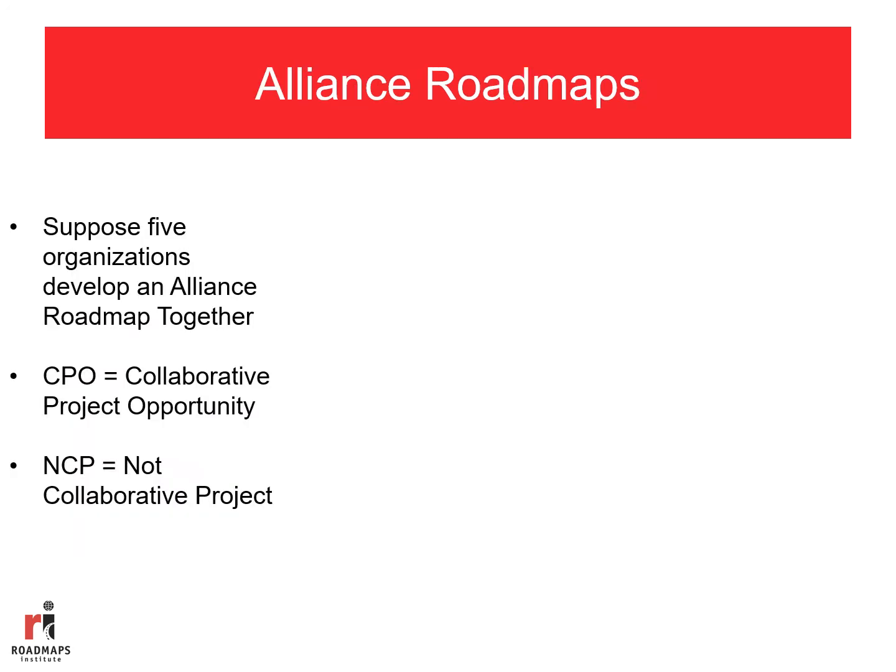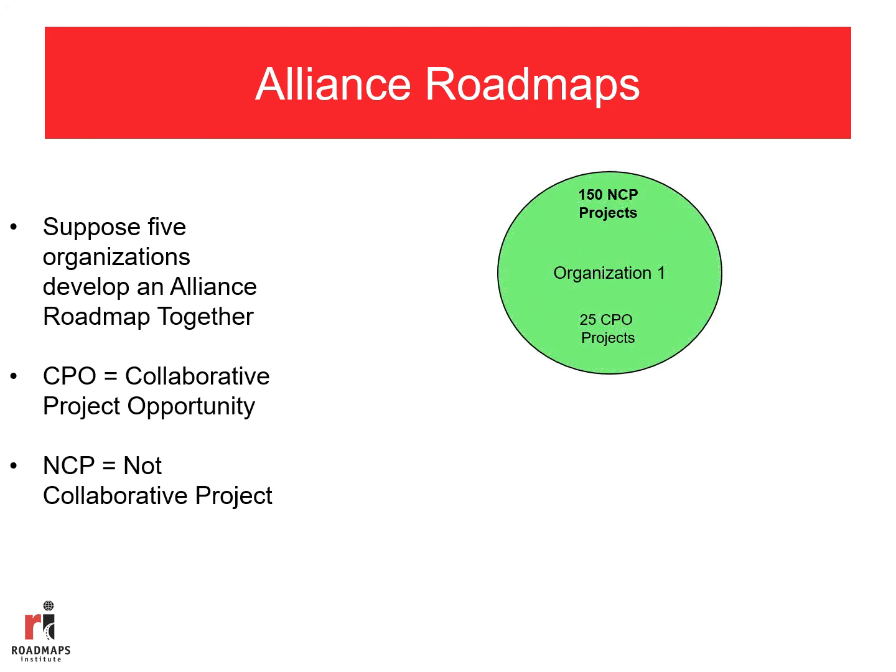So let's take a look at this from the context of alliance roadmaps. Suppose we have 5 organizations that develop an alliance roadmap together. We have CPOs, which are collaborative project opportunities, and we have NCPs, which are not collaborative projects. Let's look at this from the viewpoint of an organization. Let's call it Organization 1, and this will be our organization for the next couple of examples. Suppose that we have 150 not collaborative projects within our organization at this time. Out of this, through the efforts of the collaborations within the alliance, we come up with essentially 25 CPO projects, collaborative project opportunities.